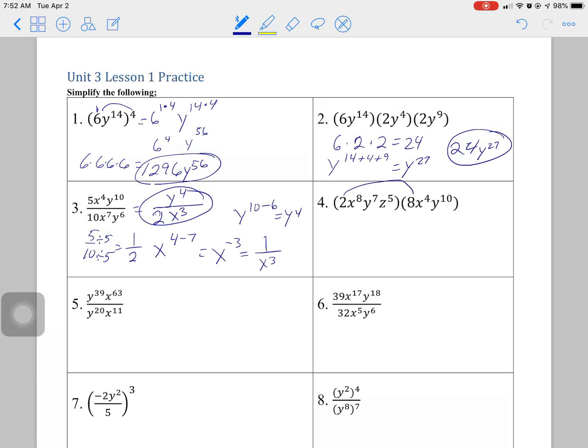All right, so 2 times 8 is 16. 8 to the 8th plus 4. Okay. Y to the 7th plus 10, and then there's a z to the 5th and nothing else next to it. So 16, 12, 17, 5. Okay?